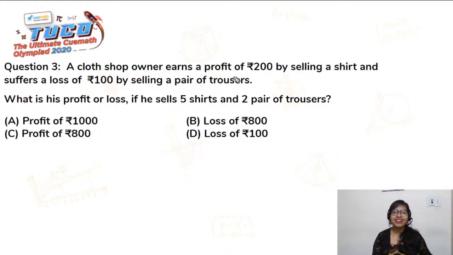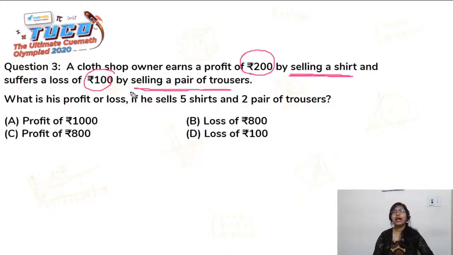So it's a gain for me, right? I'm getting profited, or I'm getting gained, by the selling of it. That's how your business works, right? So it says that a clothes shop owner earns a profit of rupees 200 by selling a shirt and suffers a loss of rupees 100 by selling a pair of trousers.